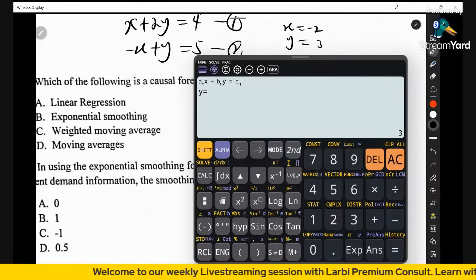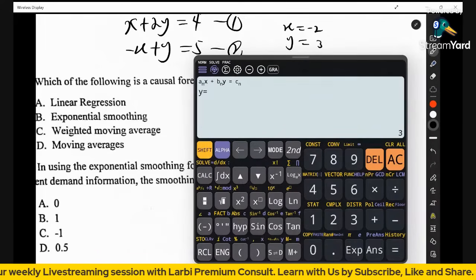So this is how we use the calculator to solve a simultaneous equation. You go to mode, you go to 5, you identify ax plus by is equal to c, and you use that to solve for a simultaneous equation.